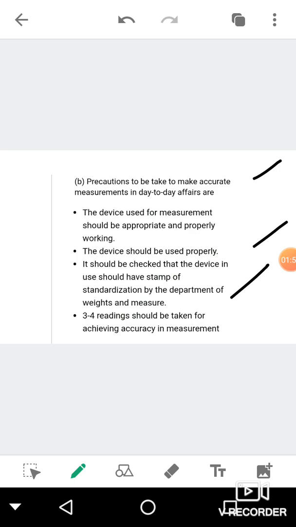Number fourth, three to four readings should be taken for achieving accuracy in measurement. If you want to achieve accuracy in measurement, you have to do that particular experiment 2 to 3 times or 3 to 4 times to get an accurate reading.